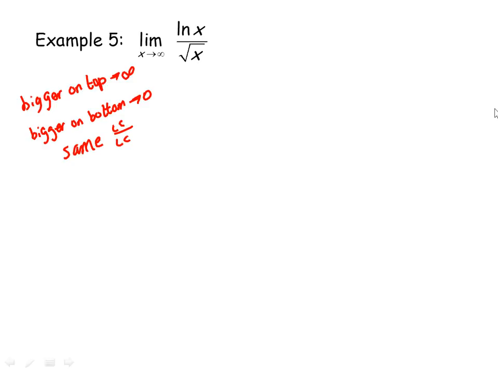Alright, so let's do example number 5. Your limit is going to infinity. So basically, we're asking ourselves, what is the natural log of infinity? Well, if you look at your cheat sheet, what does number 5 say? The natural log of infinity is what?